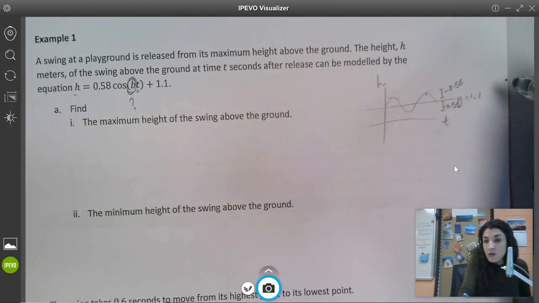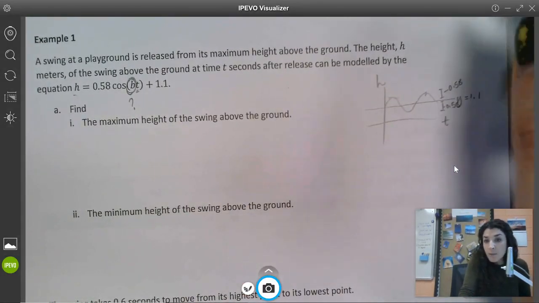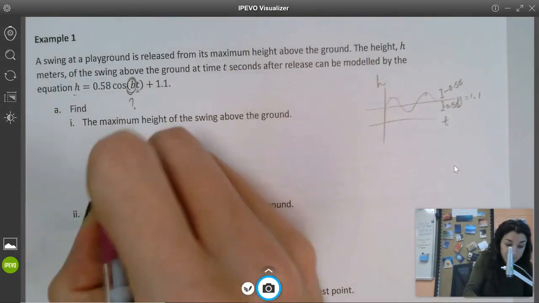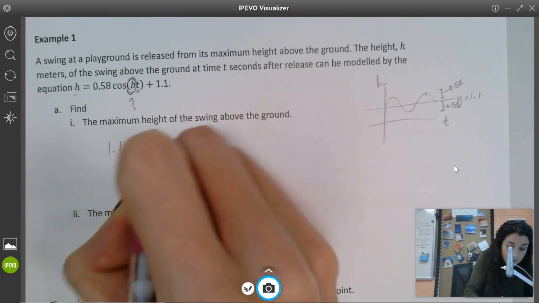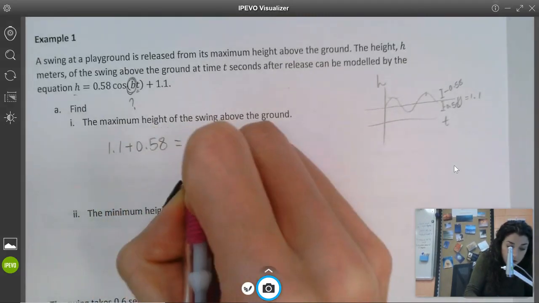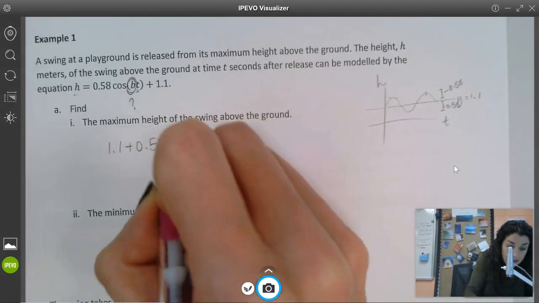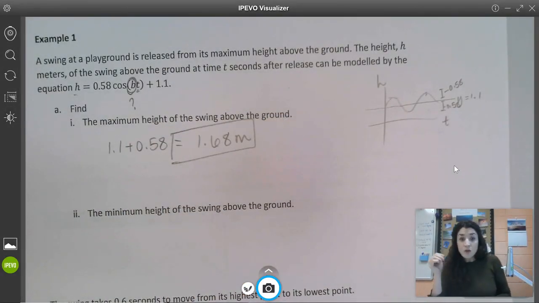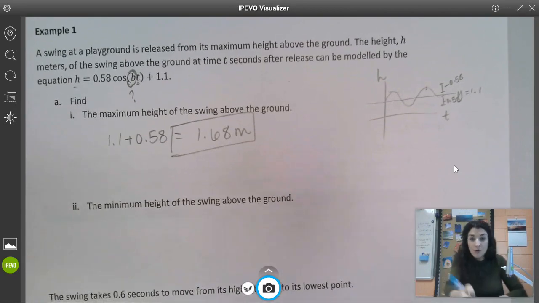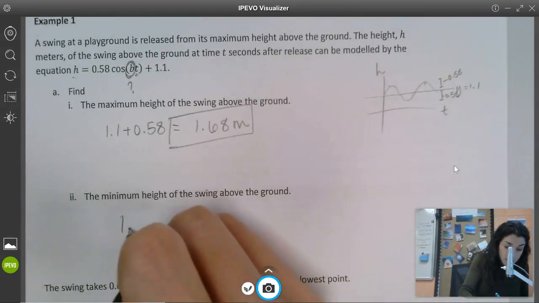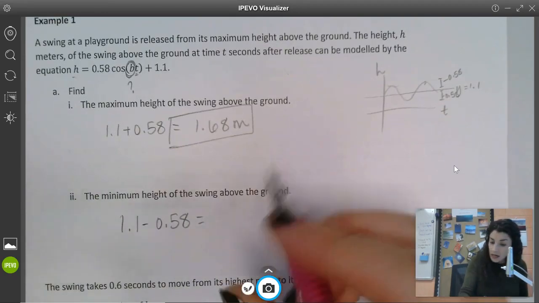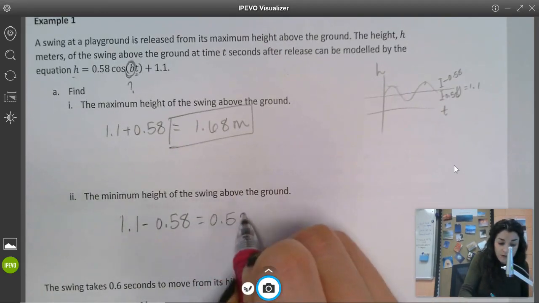The maximum height would be 1.1 plus 0.58 because I've gone up my amplitude of 0.58, which is 1.68 meters, right? So the minimum height then would be that 1.1 minus 0.58, which is 0.52.